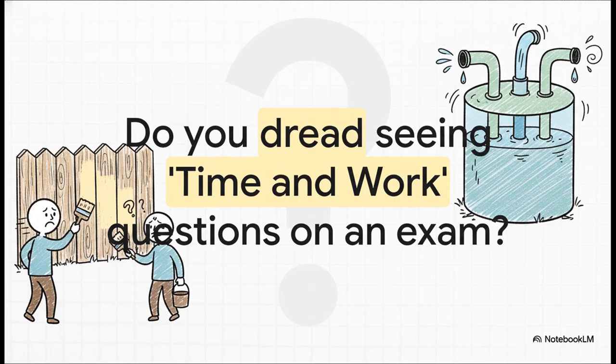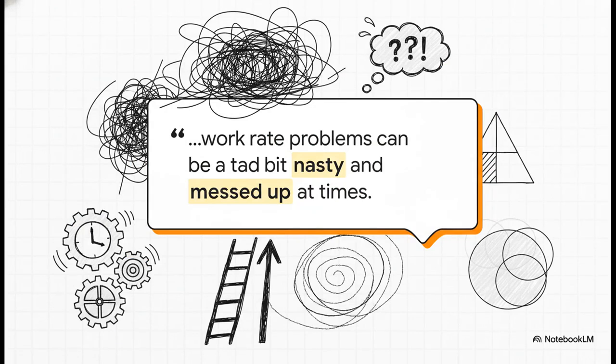I mean, seriously, does a question about Paul painting a fence twice as fast as Jane, or three different pipes filling up a tank, does that make your brain just kind of short circuit? Yeah, you are so not alone. It almost feels like these problems were designed just to trip us up. And hey, that is not just me saying that.